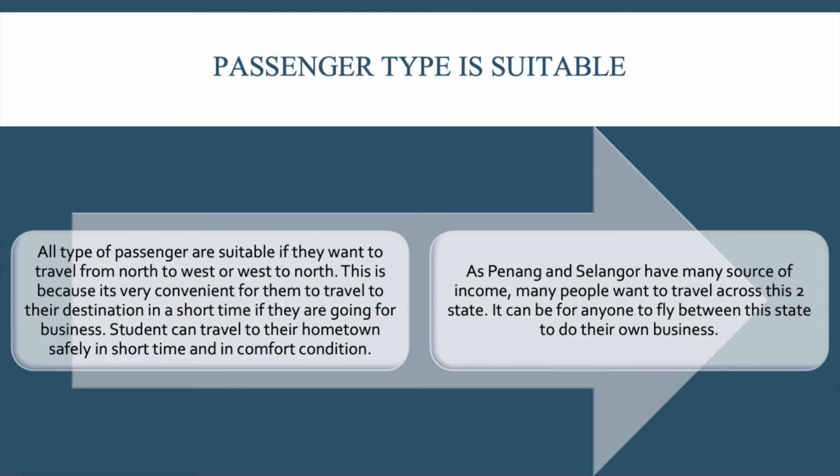Okay, for the A320, we choose passenger type because it is suitable. All types of passengers are suitable if they want to travel from north to west or west to north. This is because it's very convenient for them to travel to their destination in a short time if they are going for business. Also, students can travel to their hometown safely, in a short time and in comfortable condition. As Penang and Selangor have many sources of income, many people want to travel across these two states. Anyone can fly between these states to do their own business.